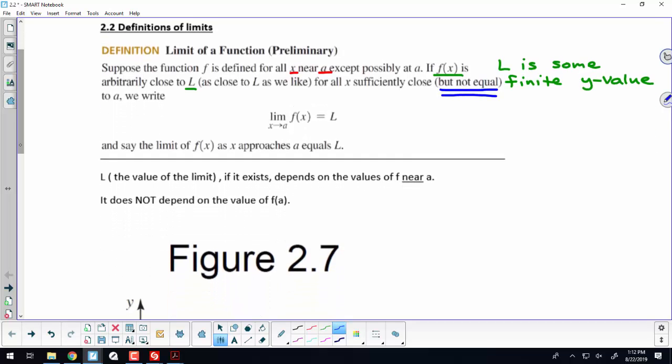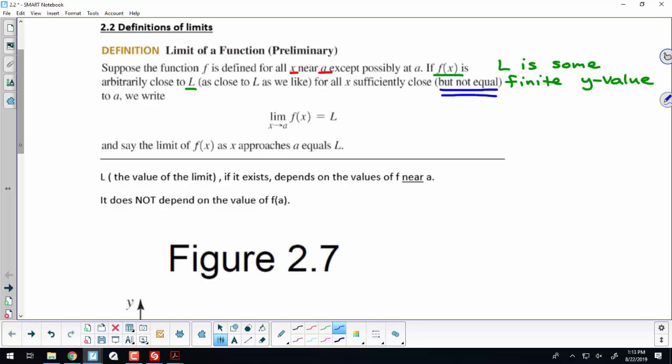Isn't that what arbitrary means too, like close but not exact? Yeah, arbitrary just means it's not specified, right? Like, are you this close? Are you this close? Are you this close? It doesn't specify how close. You know, what does it mean to be close, right? So it's just not specified.